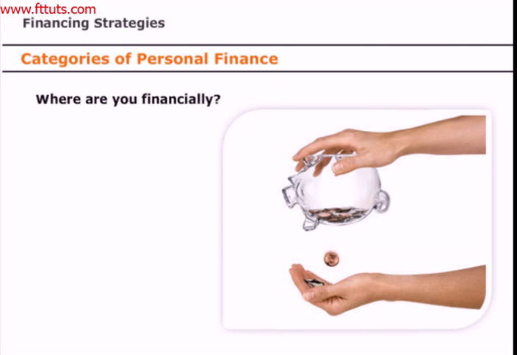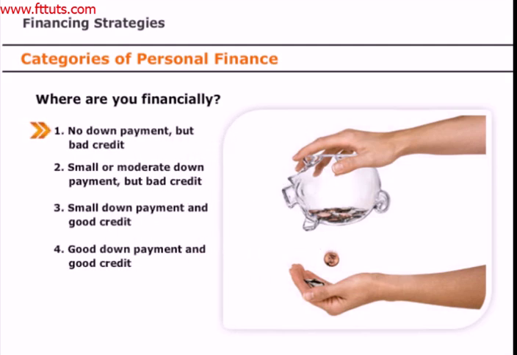So first, let's identify where you are right now in regards to finances. There are 4 main categories of personal finance. The first group includes those who cannot make a down payment and have poor credit. Second are those who can make a small or moderate down payment, but also have poor credit. Third are those who can make a small down payment and have good credit. And finally, those who can make a good down payment and have good credit as well.